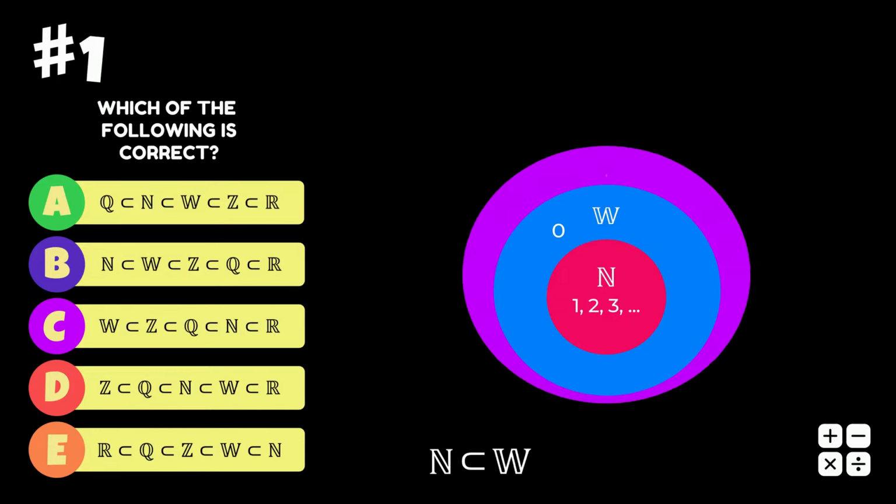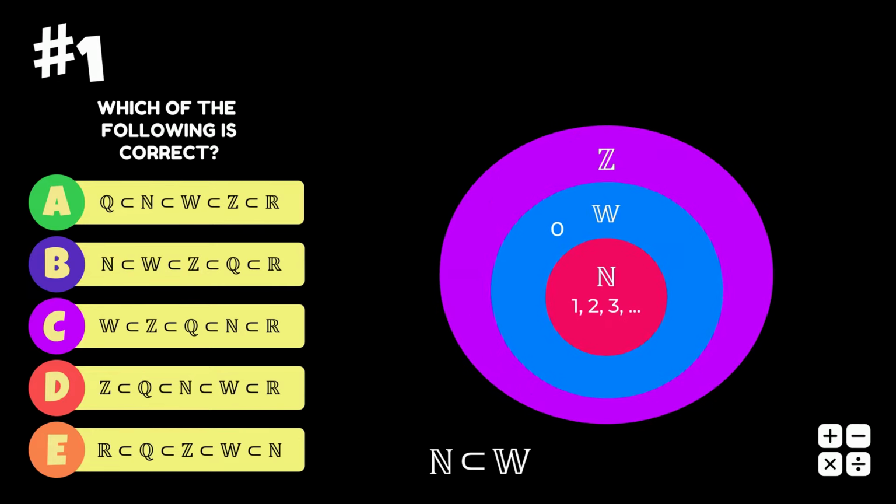Now, integers include whole numbers and the negative versions of counting numbers, for example, -1, -2, -3, and so on. Therefore, the set of whole numbers is a subset of the set of integers.